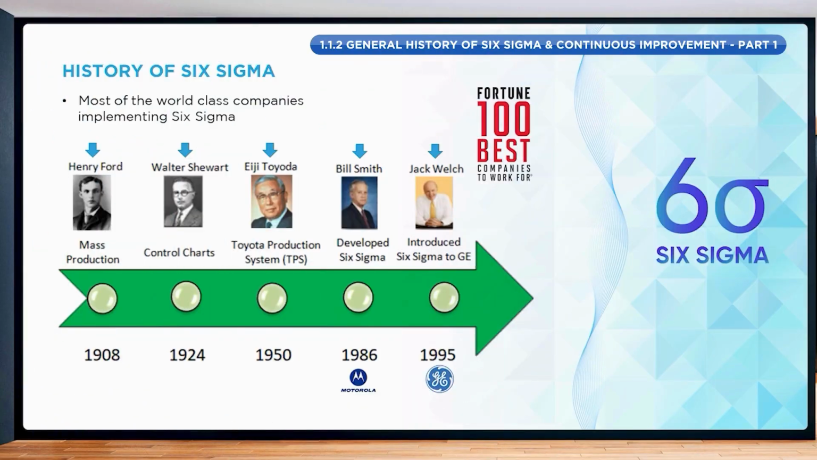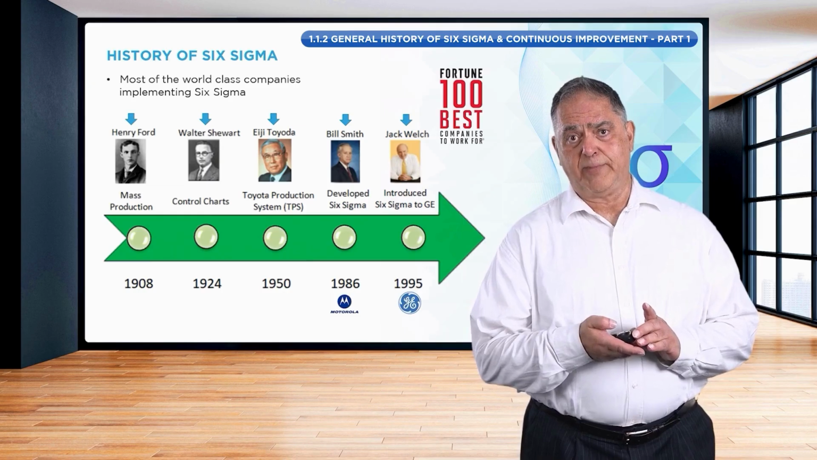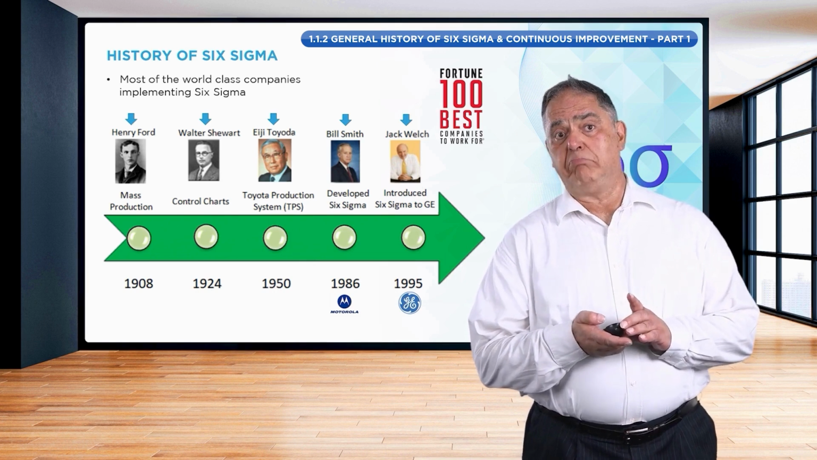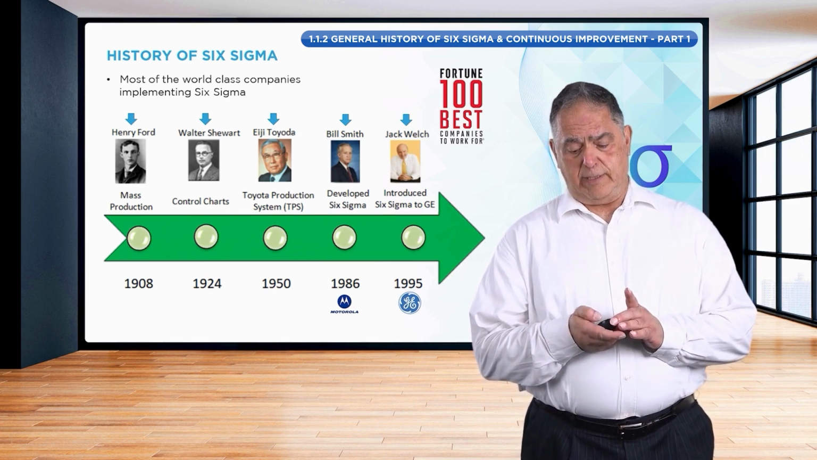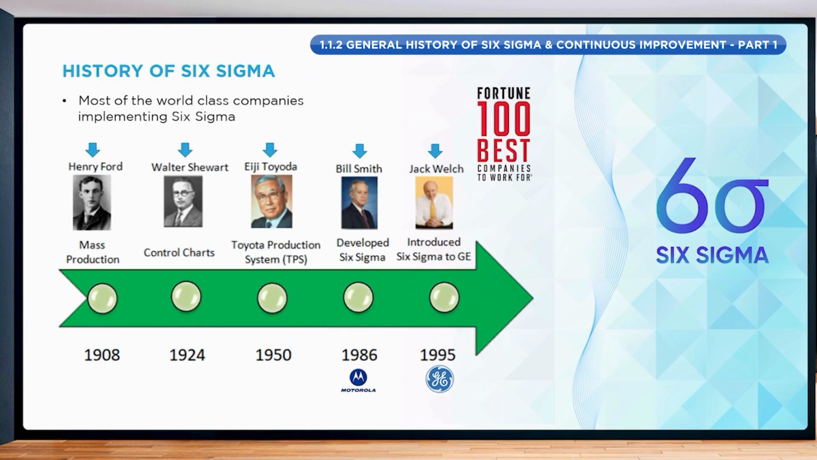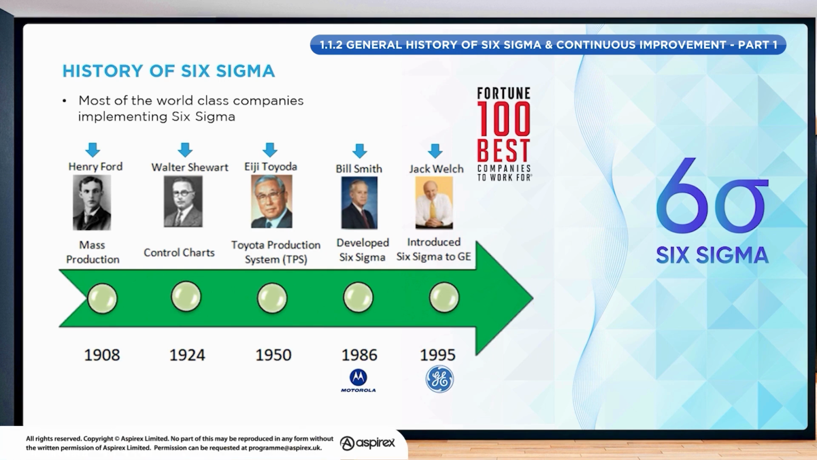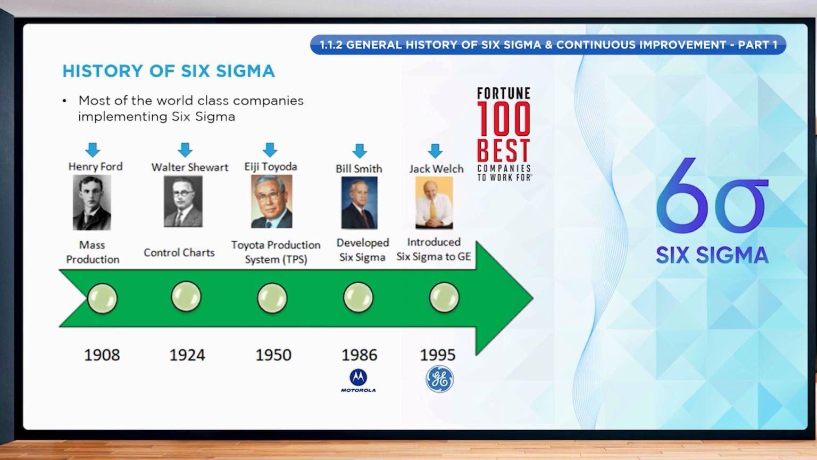Now let's talk a little bit about the history of Six Sigma. The history goes back to 1908, and it starts with Henry Ford. Henry Ford was an industrialist, a businessman, and he introduced the production line, which started producing cars that were practically identical. So Henry Ford is considered one of the pioneers in the Six Sigma methodology.